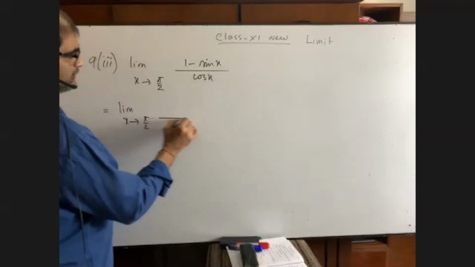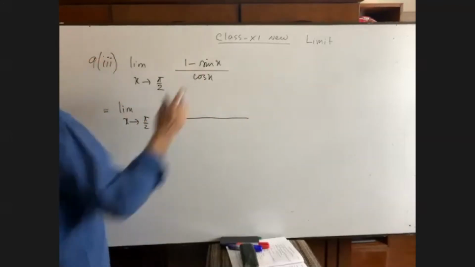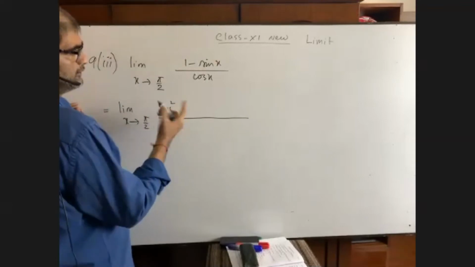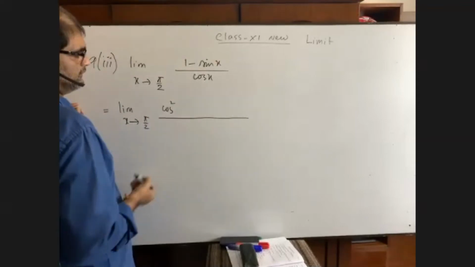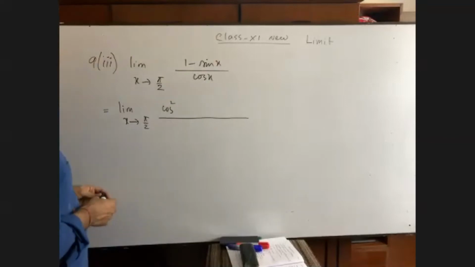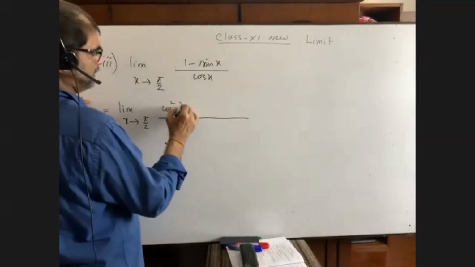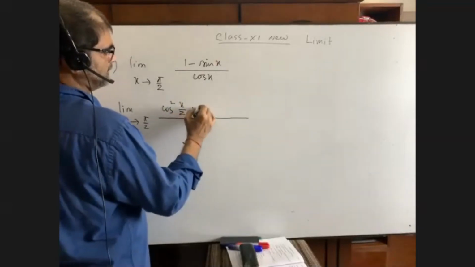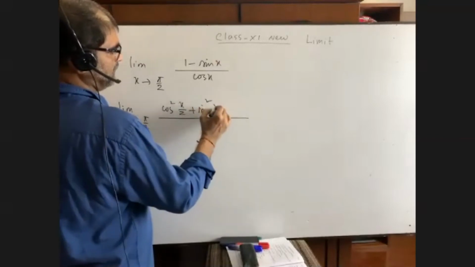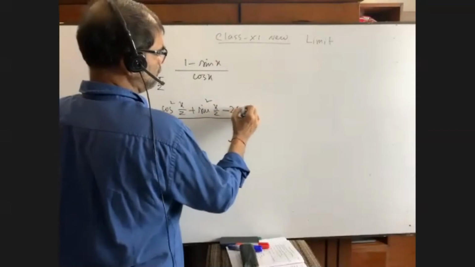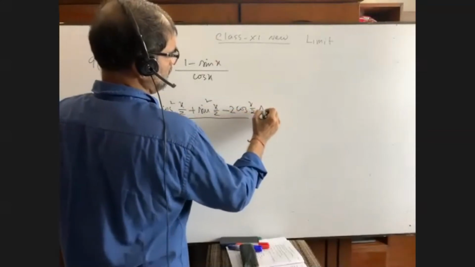One of the ways is what you did. Can you please let me know? Cos square, then what? Cos square x by 2 plus sin square x by 2. Very good. Cos square x by 2 plus sin square x by 2, then minus 2 cos x by 2 into sin x by 2.